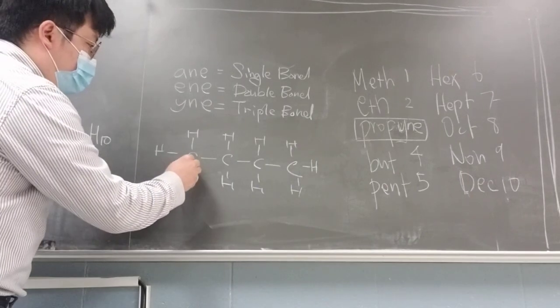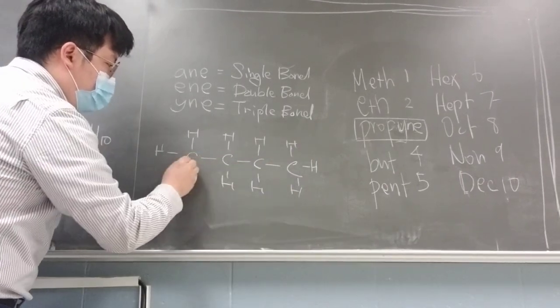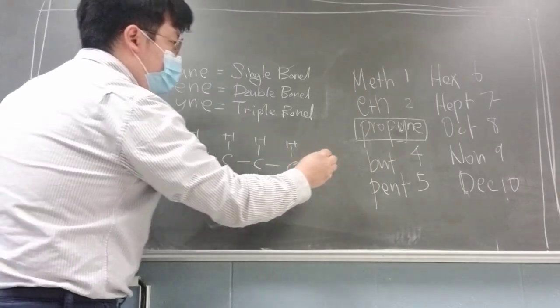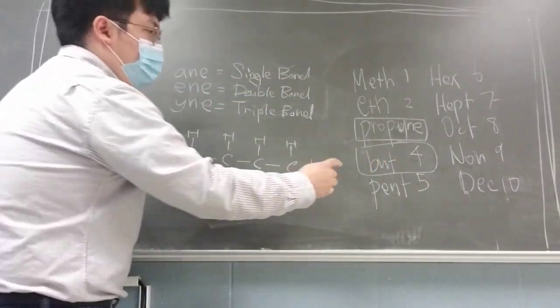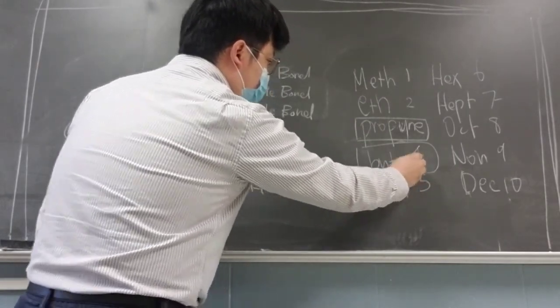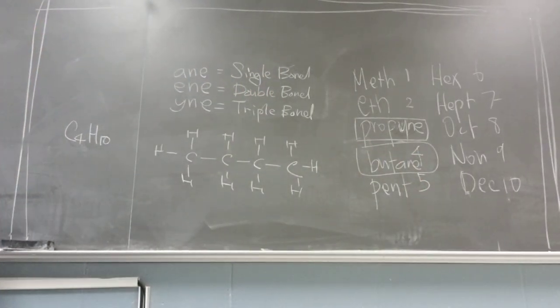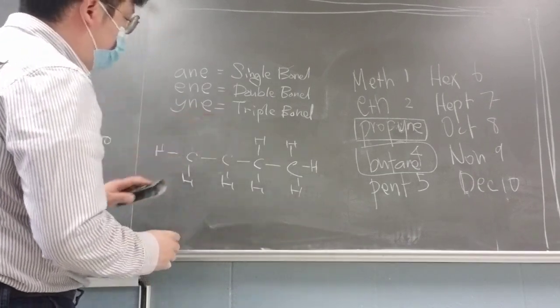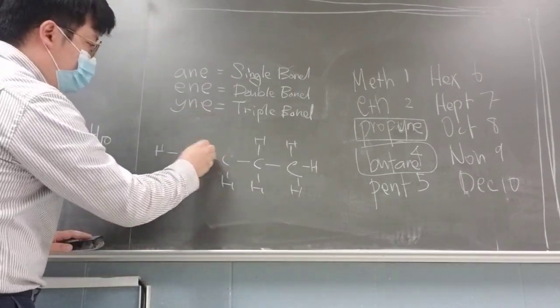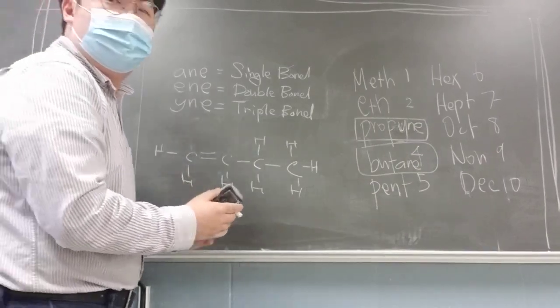Okay? So if that is the case, you just need to know what? Count the carbons in the carbon chain, which is 4, which is but. They're all single bond, so it will be butane. So that's the name of this organic compound. So let's do this again. So let's just get rid of 2 hydrogens, make it a double bond, and it will become butene.